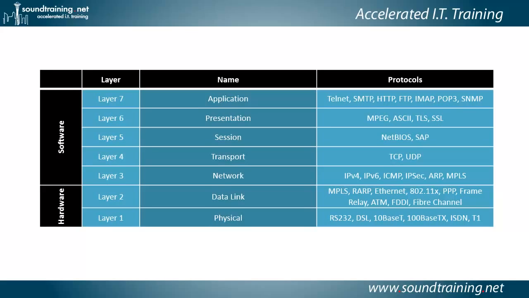Then there's RARP, reverse address resolution protocol, Ethernet, 802.11 and all of its extensions, PPP, point-to-point protocol, frame relay, ATM, asynchronous transfer mode, FDDI, fiber distributed data interface, and fiber channel, all operate at layer 2. Then down at layer 1, RS-232 for your serial connections, DSL, 10BaseT, 100BaseTX, 1000Base whatever, those all operate down at layer 1, as does ISDN, T1, T3, and similar protocols.